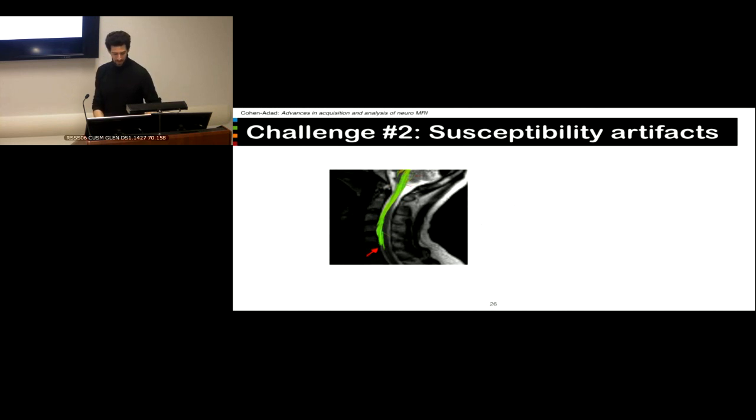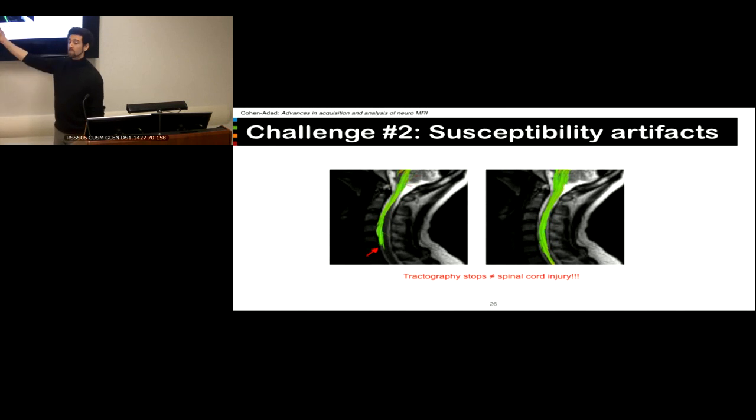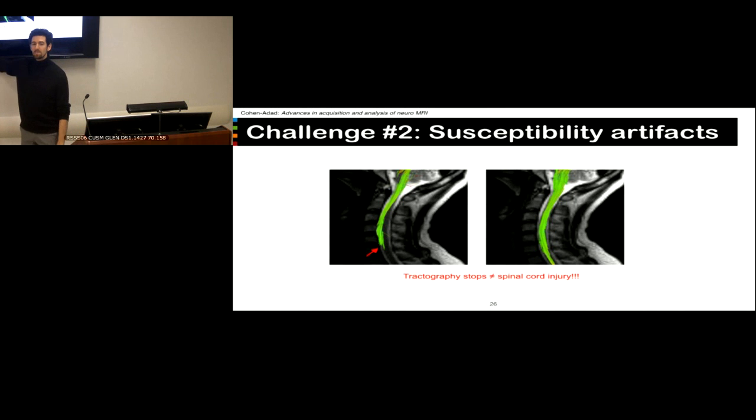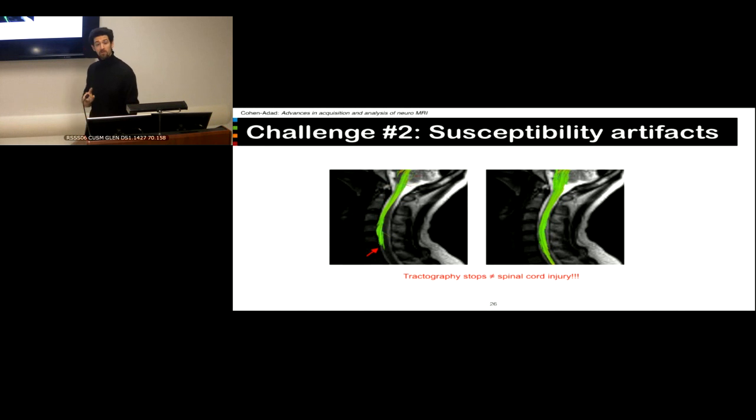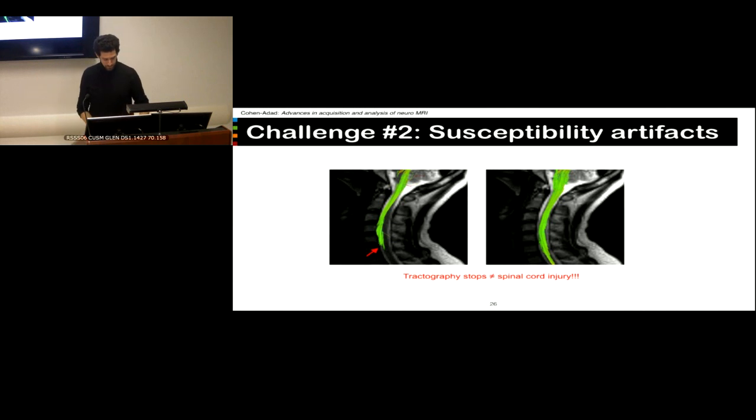So I don't have any spinal cord injury, and the reason the tractogram stops is simply because there were some susceptibility artifacts on the image. Of course, we don't see that because I'm not showing you the EPI that was used to acquire those diffusion images. So be very careful when you read papers on diffusion and tractography, because sometimes interpretations are a bit quick. If we correct, we can do some post-processing of those distorted EPIs and correct the tractogram and have something that makes a bit more sense.